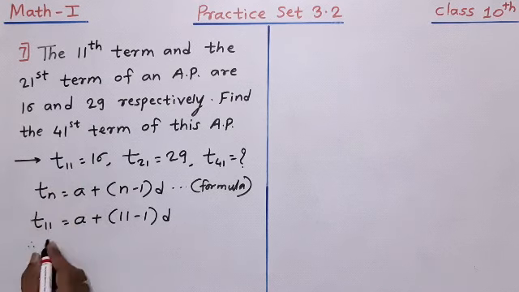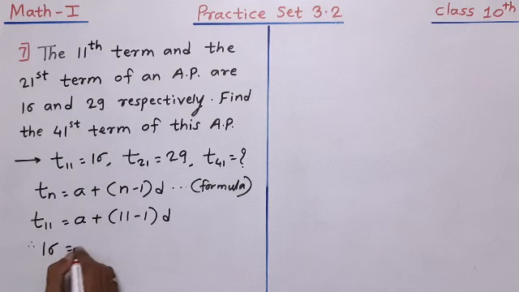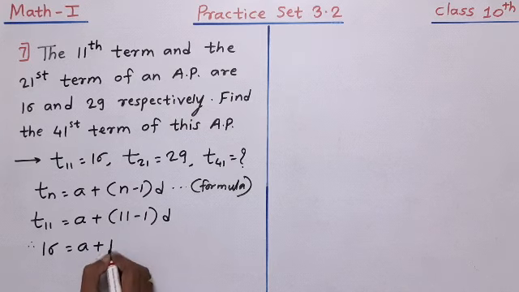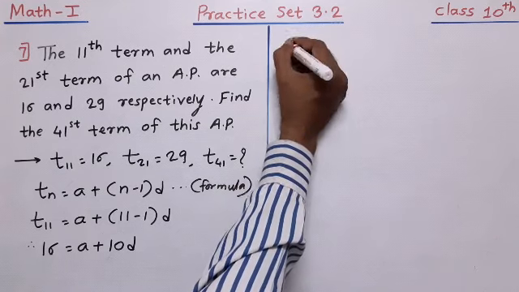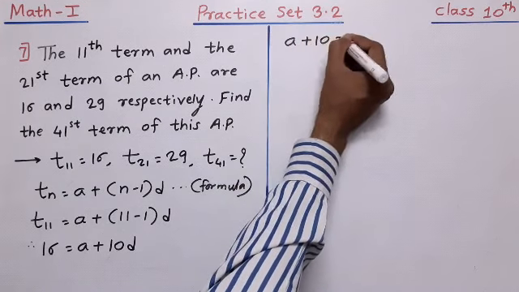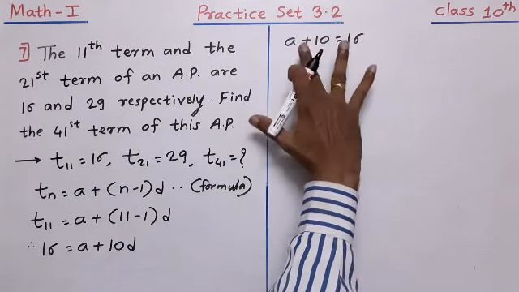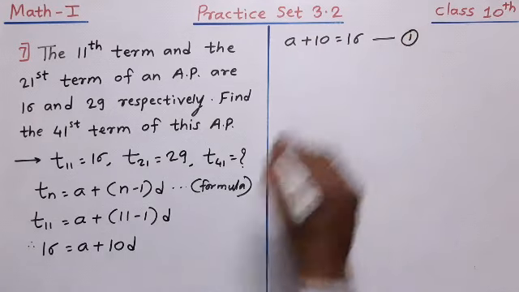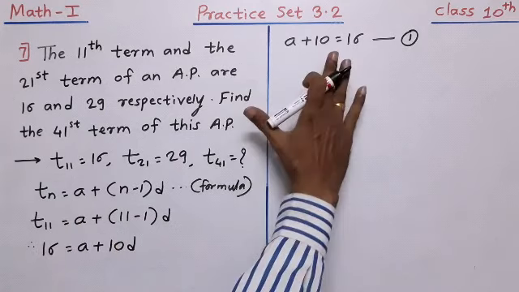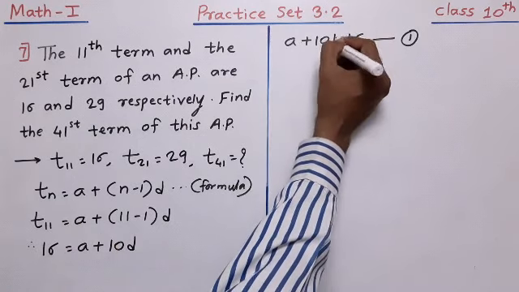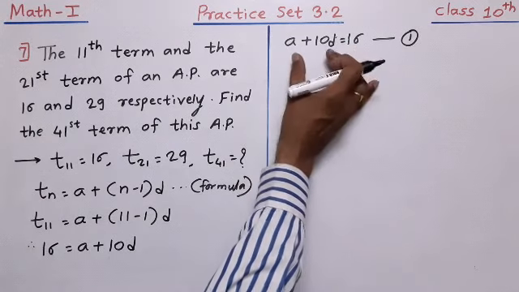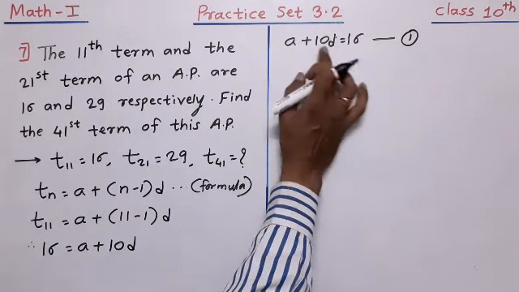See, T11 is equal to 16. So we can write 16 is equal to A plus 11 minus 1, 10, 10 into D, 10D. This equation can also be written as A plus 10D is equal to 16. Means by interchanging the sides, we can write this equation, give this equation as equation number 1. So using T11, we get the first equation here, A plus 10D is equal to 16. You can see that this is a linear equation in two variables. The two variables are here A and D.